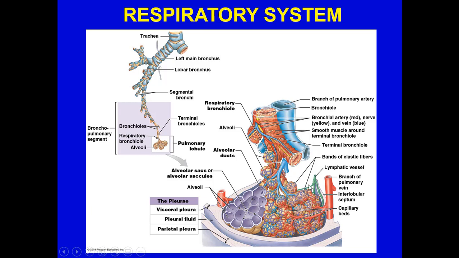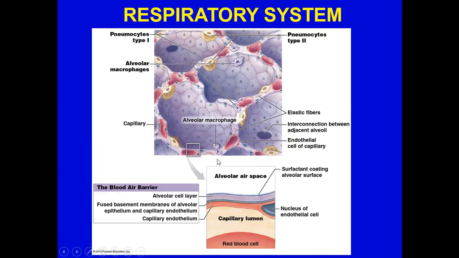Notice also the presence of a lymphatic vessel in this area too. Okay? Now, let's get up close to this respiratory situation here. The blood-air barrier. Right off the bat here, this is the alveolar air space. You have this thin coating of liquid with surfactant to keep the surface moist. This is, of course, the alveolar cell layer, which is basically simple squamous epithelium.